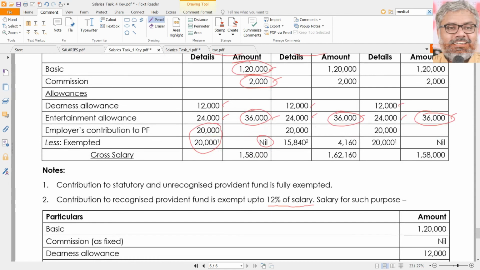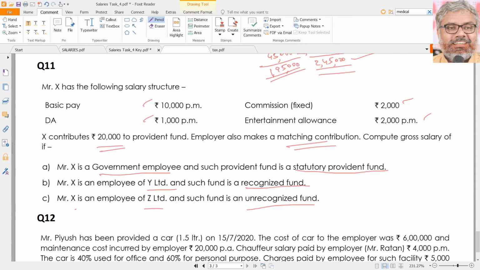Then the question comes, sir, what is salary here? Definitely the definition of salary for all cases we have to keep in mind. In this case, the same standard definition: basic plus DA forming part of salary plus commission as a percentage of turnover achieved by the employee. But here commission is a fixed commission. Should we include these two? No, we should not. But what about these two? Yes, they should be included.